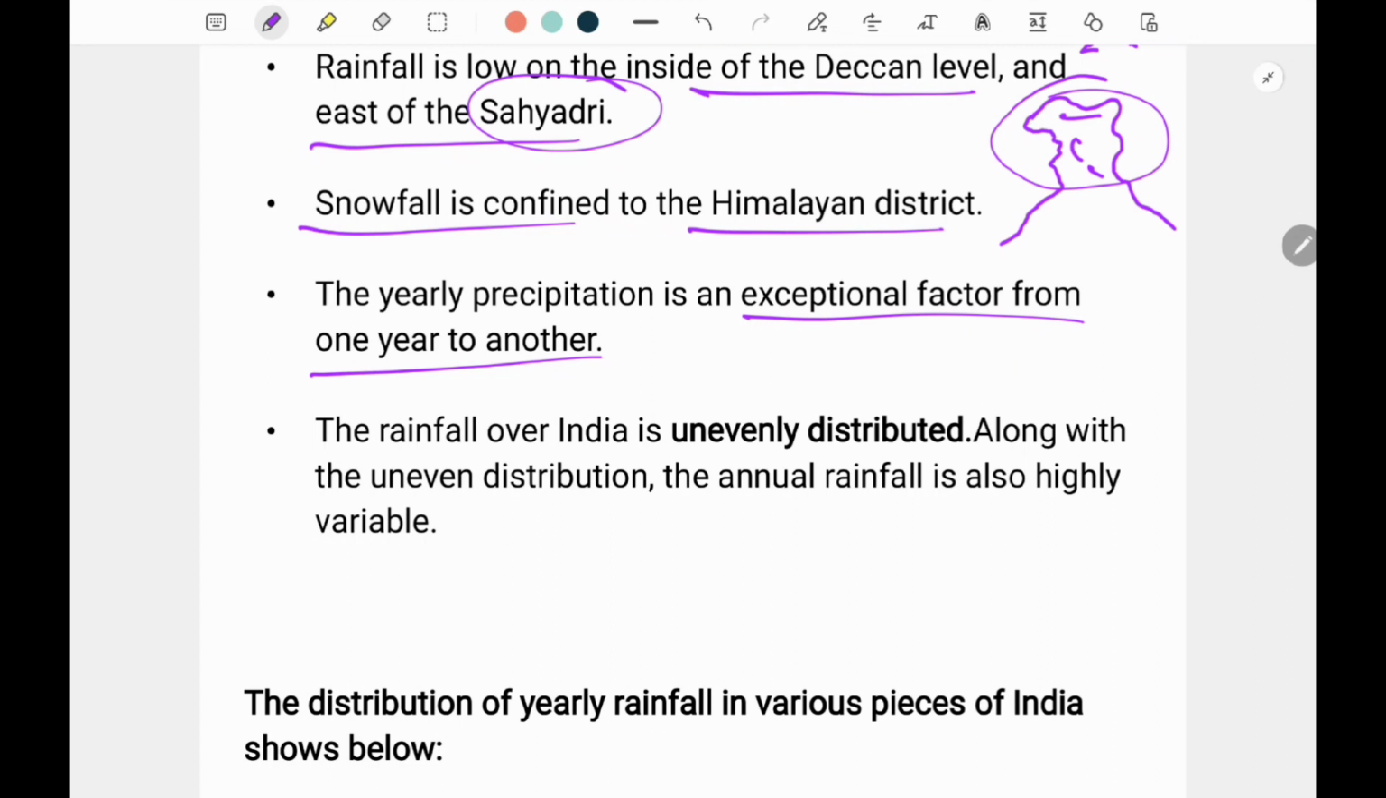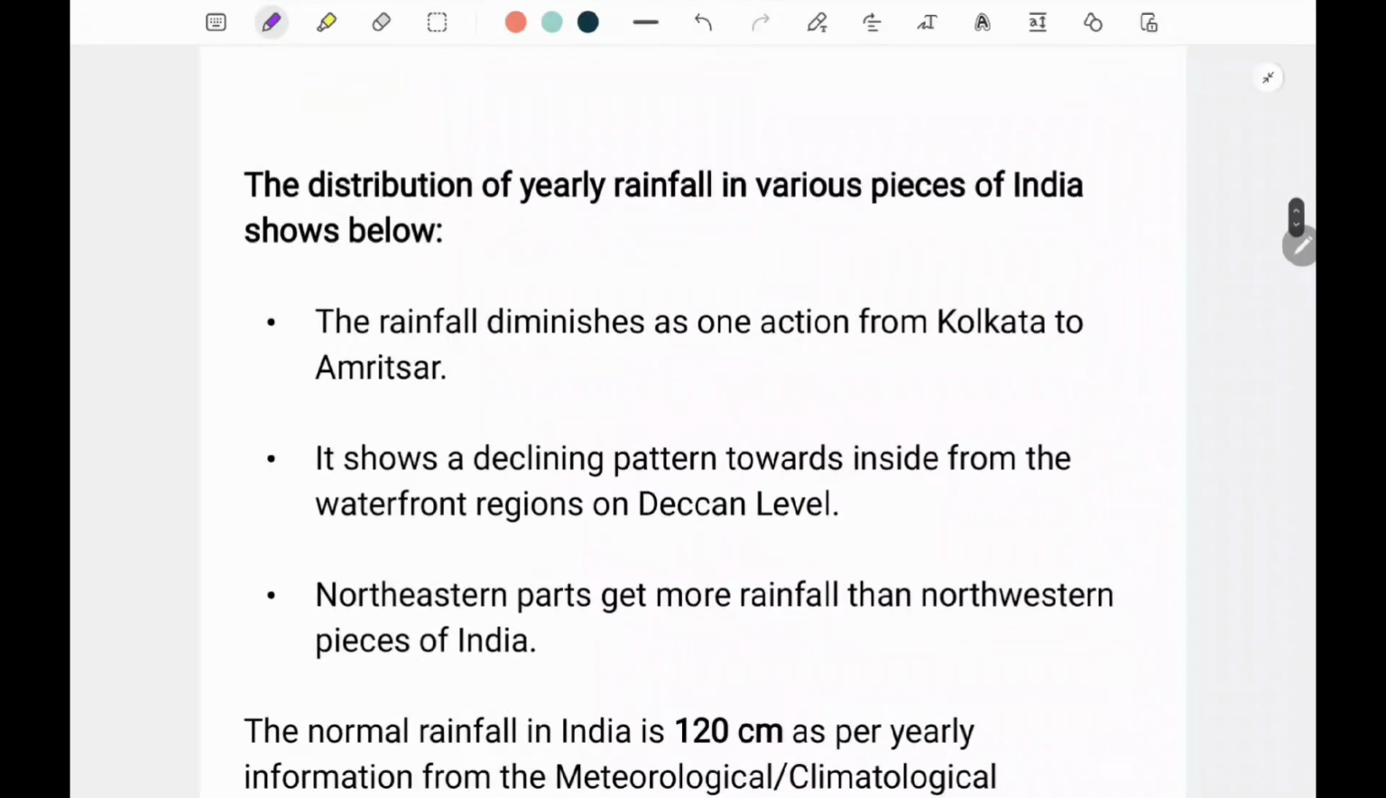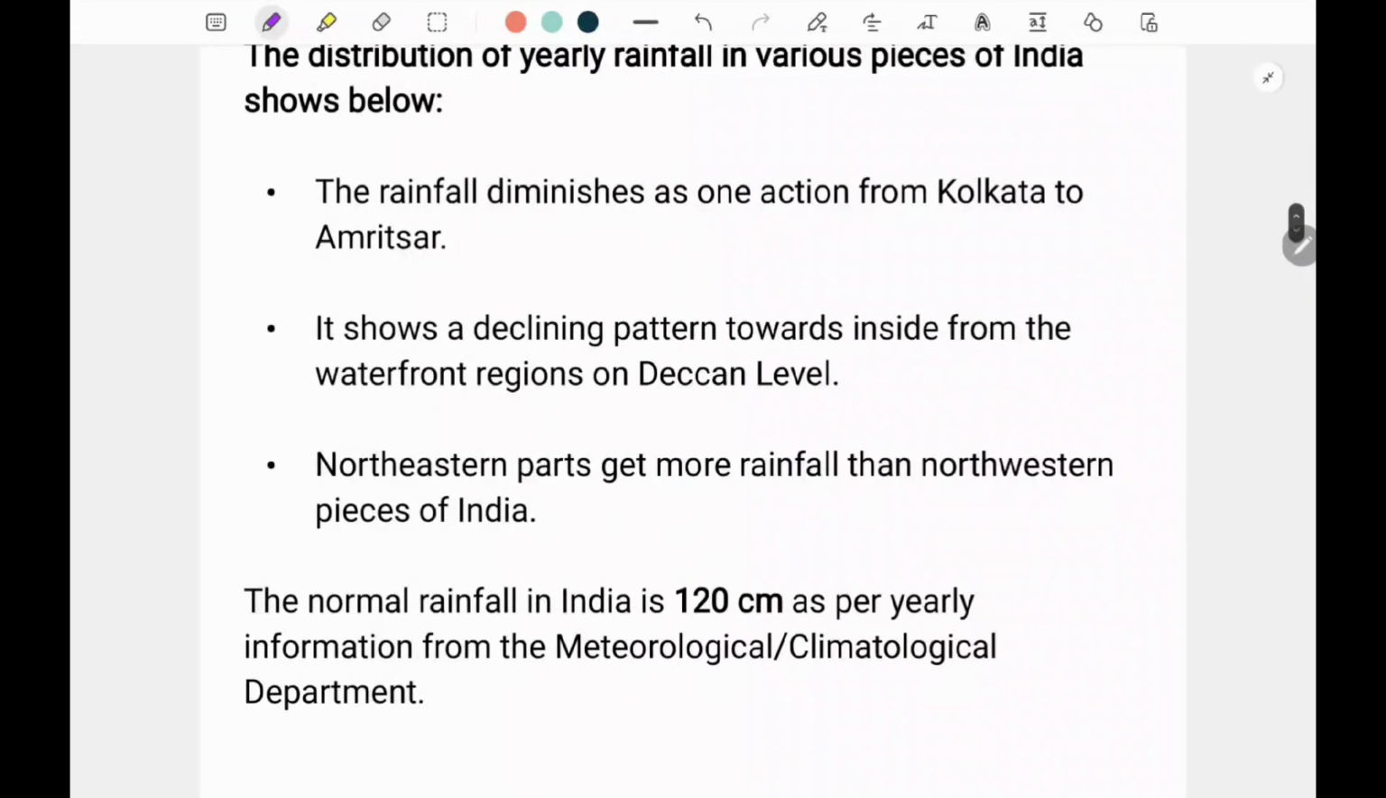The rainfall over India is unevenly distributed. Along with the uneven distribution, the annual rainfall is also highly variable. So annual rainfall is also very highly variable in India. The distribution of rainfall in various regions of India is shown below. The rainfall diminishes as one goes from Kolkata to Amritsar. So if you go from Kolkata to Amritsar, the rainfall will be decreasing.